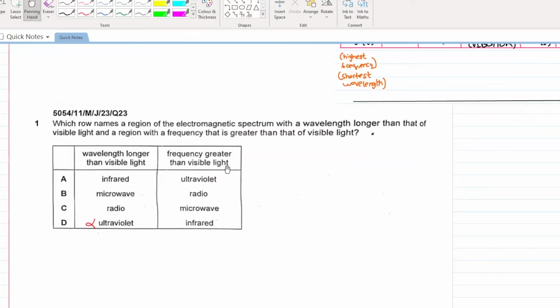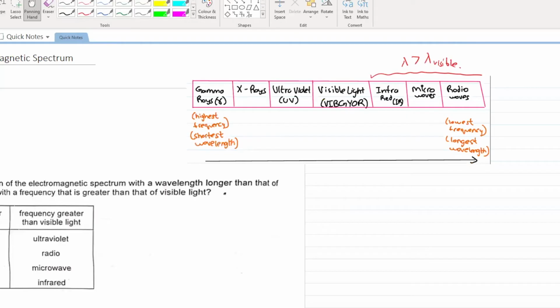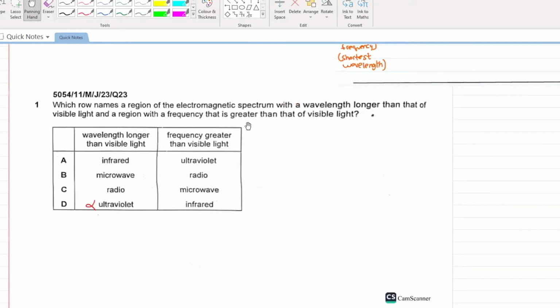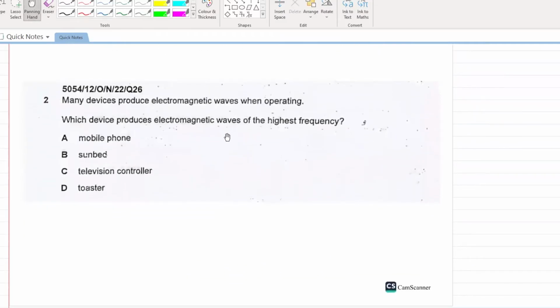Now we want a frequency greater than visible light. Okay, where will we find a frequency greater than visible light? All these components have a frequency greater than the frequency of visible light. So ultraviolet, X, and gamma rays. So ultraviolet is only in option A. A is your answer. Let's further move ahead.